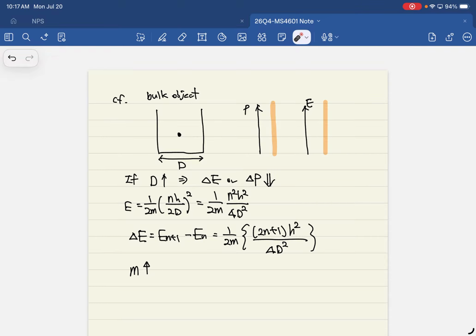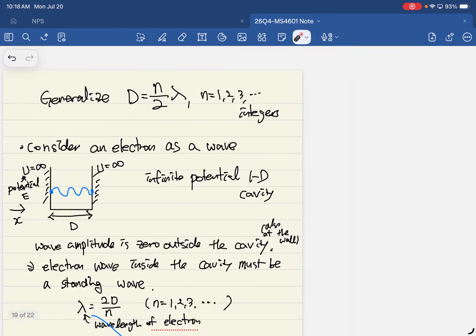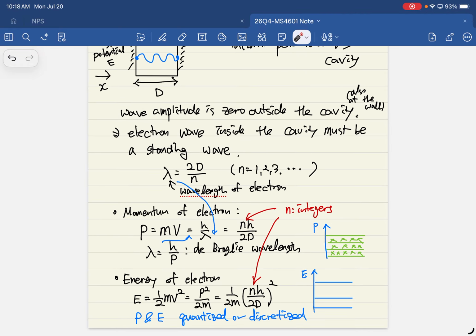But if we consider an electron, let's say, electron mass is very small, right? And in the case m is small, what that means is delta E is going to be appreciable, and also because the electron is so small, we can relatively make a smaller cavity, okay? And then as we make a smaller cavity size, this d goes down, so delta E is going to be high, and now we can really notice this delta E, realistically. So that's why we have discretized energy values, okay, as opposed to bulk objects, okay?